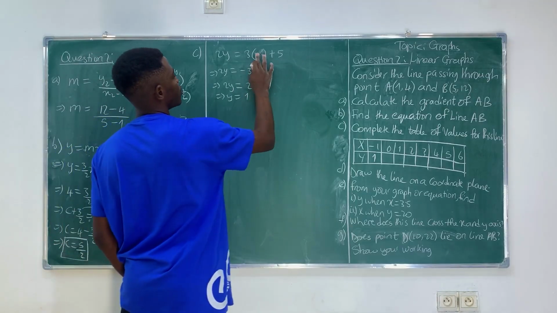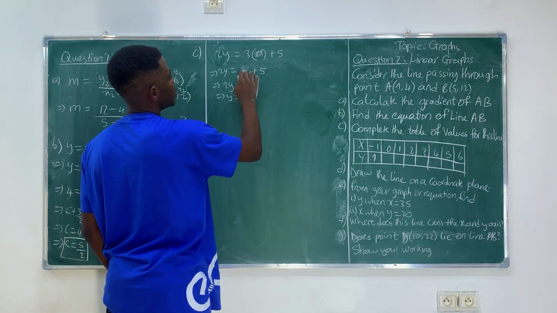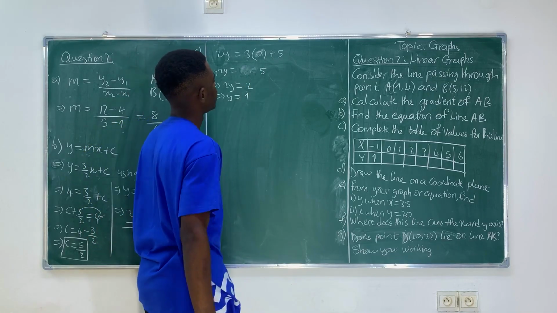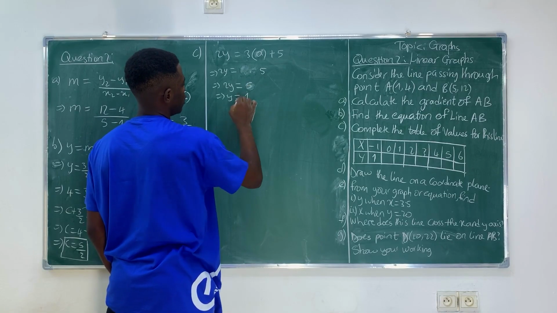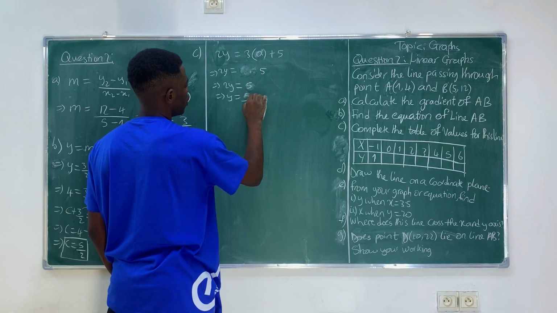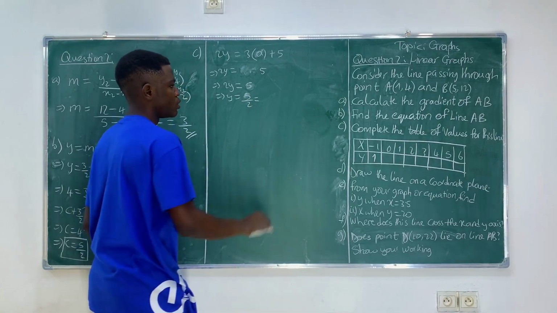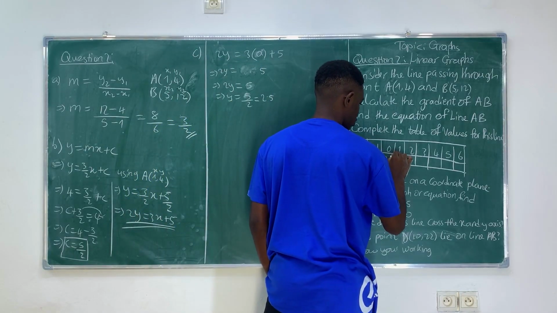The next value is 0. When we put 0 here, we have 0 here. Then 0 is 0, we agree. Plus 5, so 2y is equal to 5. So y will be equal to 5 over 2. 5 over 2 is 2.5.